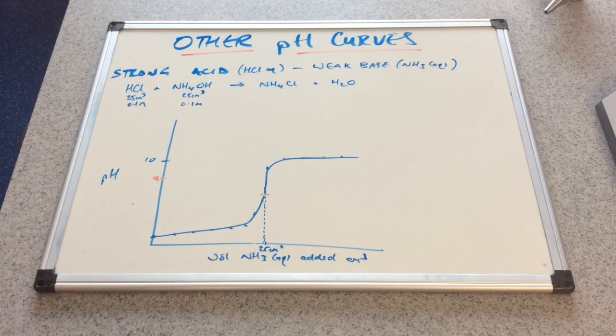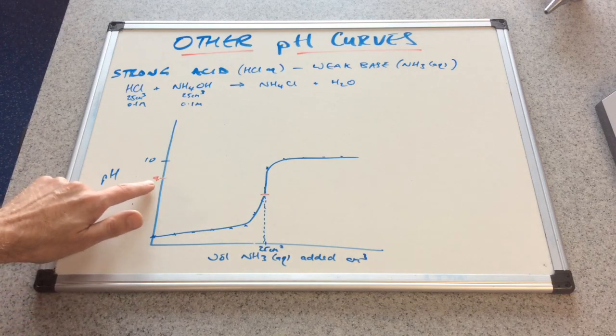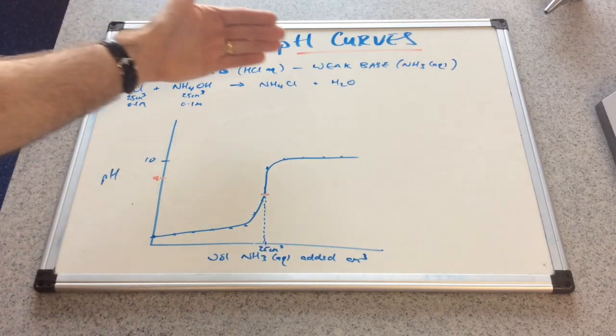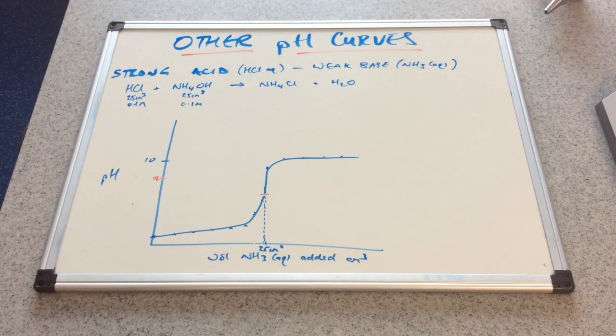Now, this hasn't been asked for quite a few years, and I'm second guessing that the examiners may throw in a suggest-type question. Why would the pH at equivalence for this type of reaction be below 7? If you want to have a think about a possible reason for that, and then I'll go through the answer.